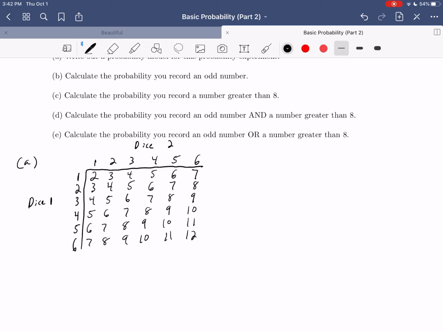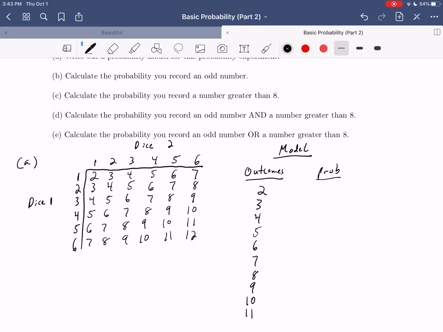All right, let's actually build our model then. So our model, we need the outcomes and the probabilities. Like we said, the lowest outcome is 2, and it looks like we do have 3, 4, 5, 6, 7, 8, 9, 10, 11, 12. So 2 through 12 are all possible outcomes.